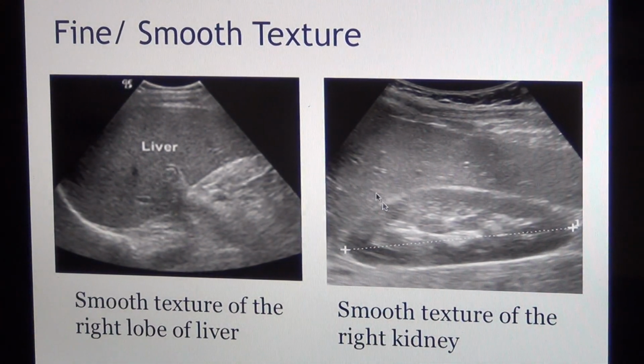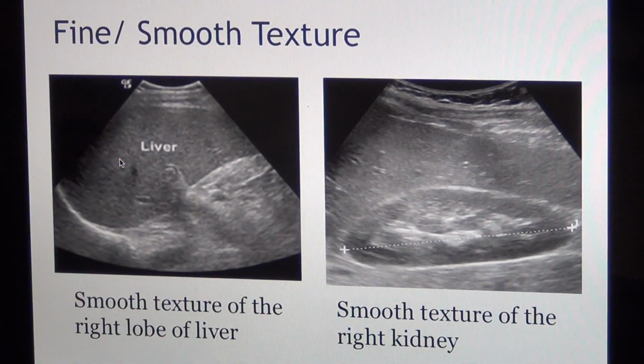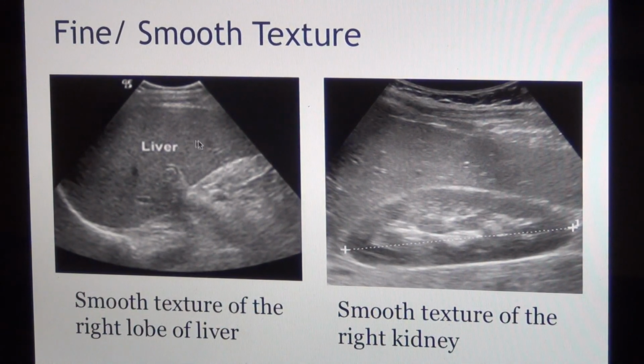Now smooth or fine. Look at this liver here. So nice, homogeneous, it's smooth texture of the right lobe of the liver. Here, look at the liver and the kidney. So nice view. So this is liver, homogeneous, and this is kidney cortex, and this is kidney sinus. This is called smooth texture. Okay, this is right kidney smooth texture. The cortex is smooth texture. Liver is smooth too.